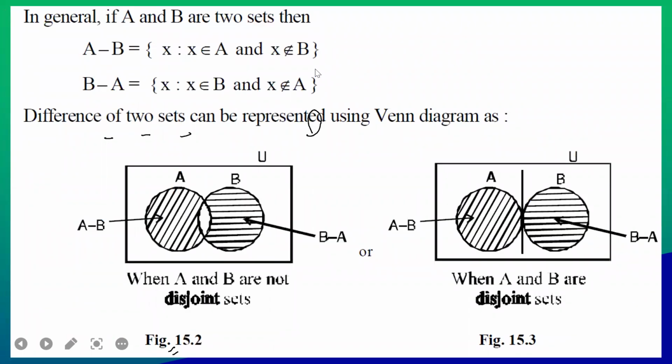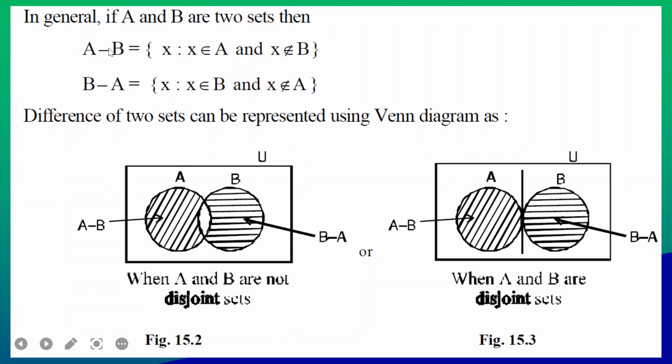So in general, if A and B are two sets, then A minus B means X such that X belongs to A and X does not belong to B. So A minus B, all elements of A that is not in B. Okay, and B minus A means X such that X belongs to B and X does not belong to A. What are the elements of B that is not in A? And then difference of two sets can be represented using Venn diagram. So if we have here, ito naman, meron ng intersection. So magkadikit na yung dalawang circle.